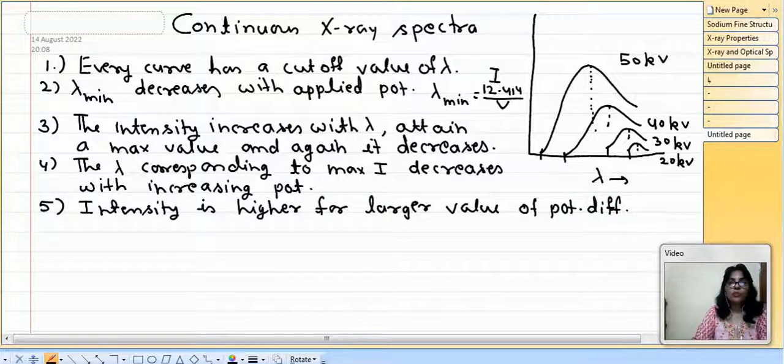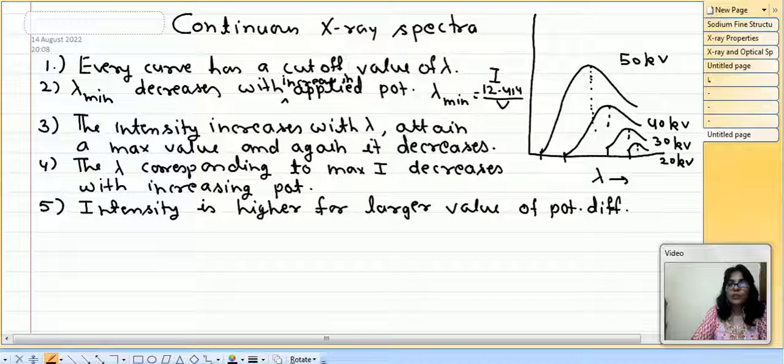So let us see the first point, that every curve has a cutoff value. So here we can see that every curve has cutoff value of lambda, and this is also clear from this formula. Then lambda minimum decreases with increase in applied potential. So this is also obvious from the formula. The intensity increases with lambda. For a definite potential, the intensity increases, then it attains a maximum value, and again it decreases. So this nature is for all the value of potential difference.